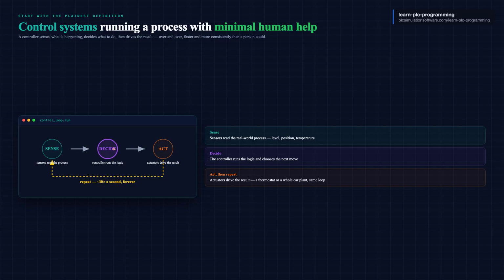That is it. A home thermostat is automation. So is an entire car plant. The only thing that changes is the scale. Sense, decide, act, repeat. That loop is the heart of every automated system on Earth.